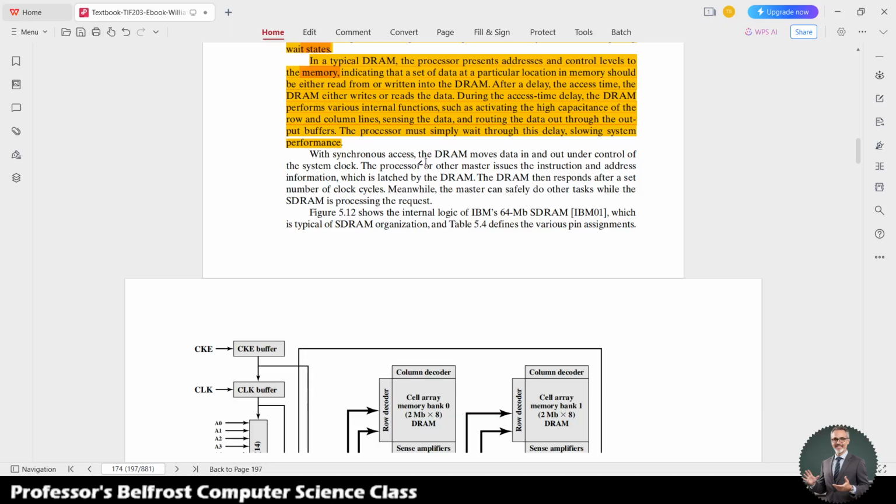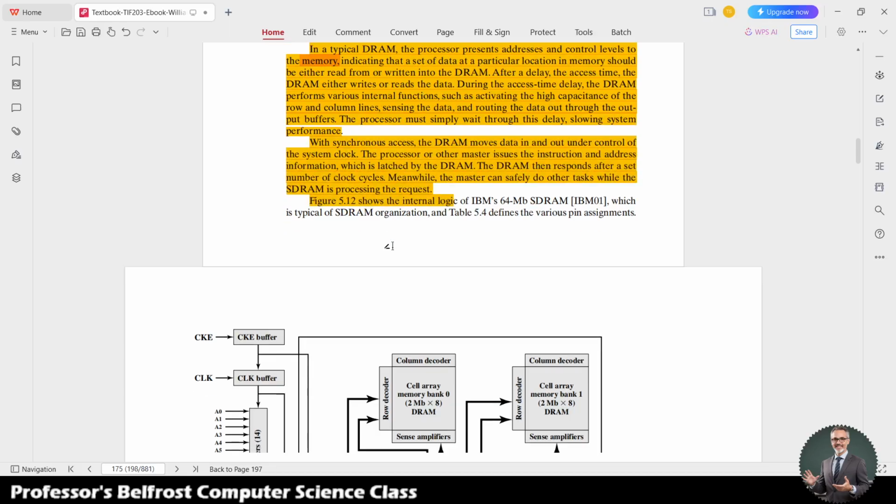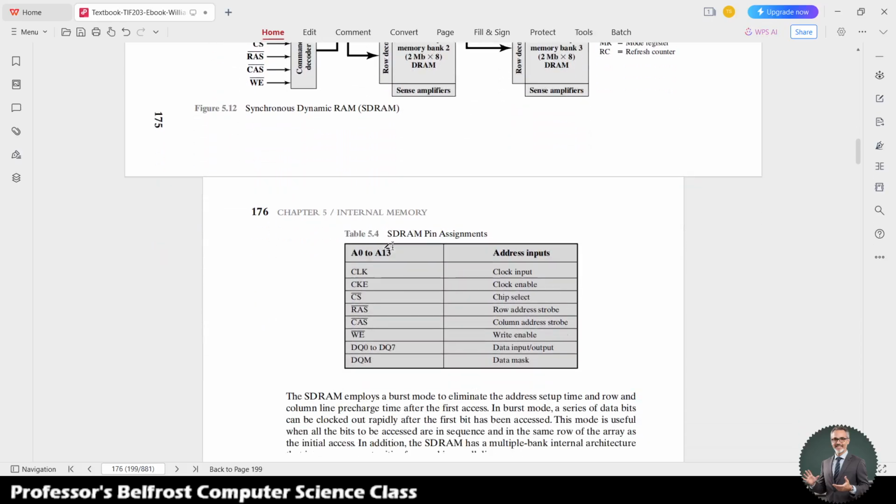With synchronous access, the DRAM moves data in and out under control of the system clock. Okay, so this is the main thing to be understood here.